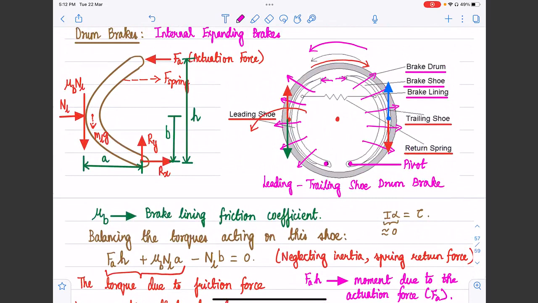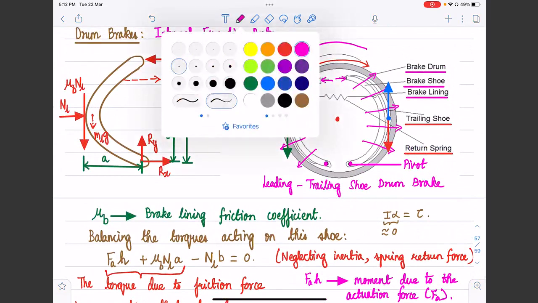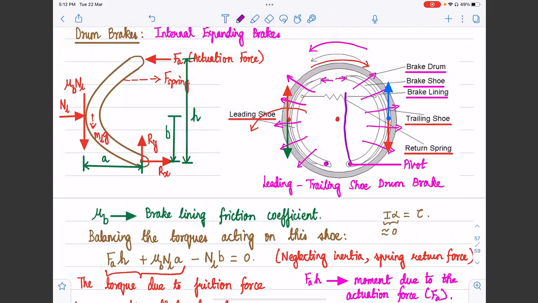Okay. So now if we shift the pivot from this point to this point, and then we apply the actuation force at the bottom on the right shoe, what's going to happen is that we are going to get what is called a two leading shoe drum brake. So you can see that just by swapping the pivot to the other end in the right brake shoe, keeping everything else the same and applying the actuation force at the bottom, will make it a two leading shoe drum brake, then the brake factor is going to be pretty high.